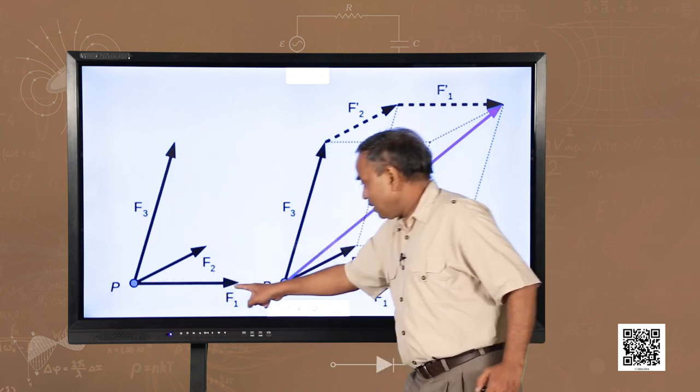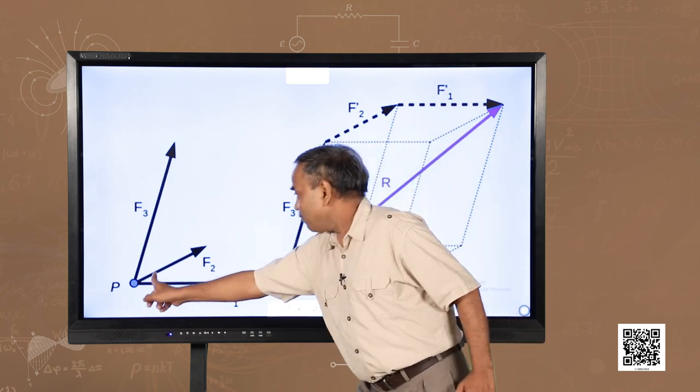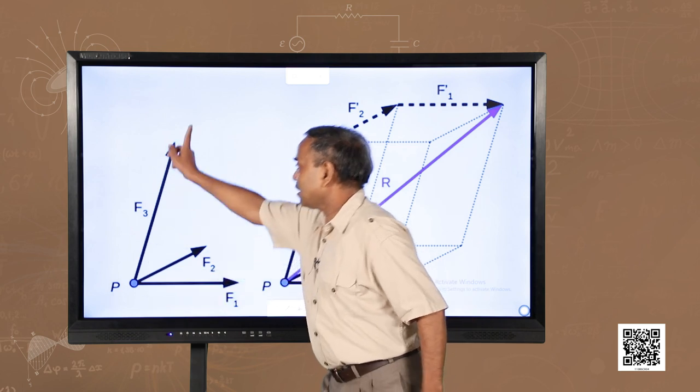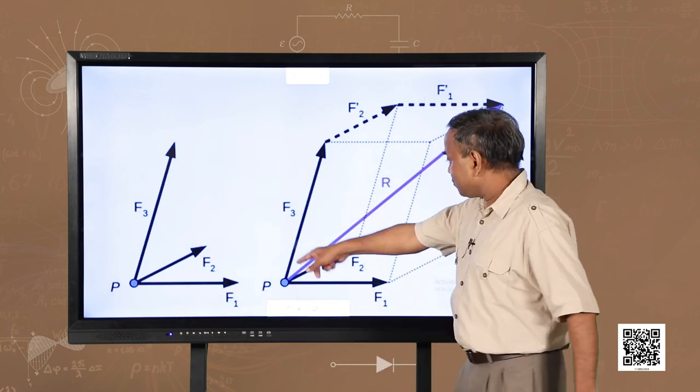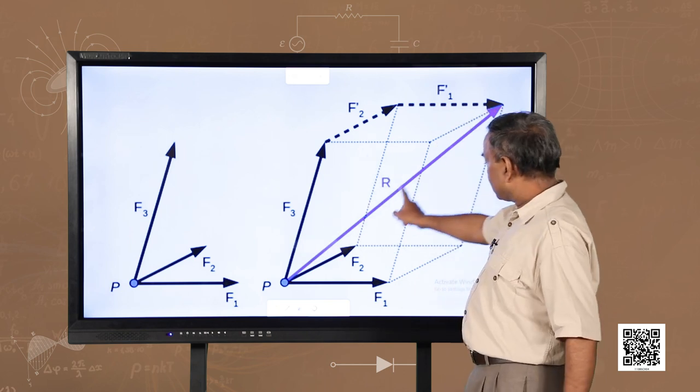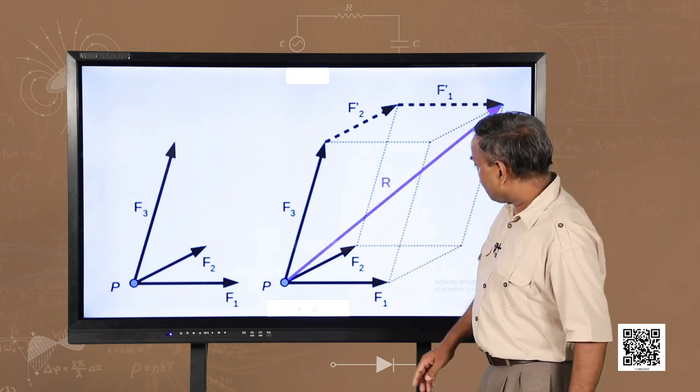I have now taken x axis in this direction, y in this direction, and z in this direction. All are perpendicular to each other. Okay, this is my choice. I have used my choice to redraw this diagram. Please comprehend it.